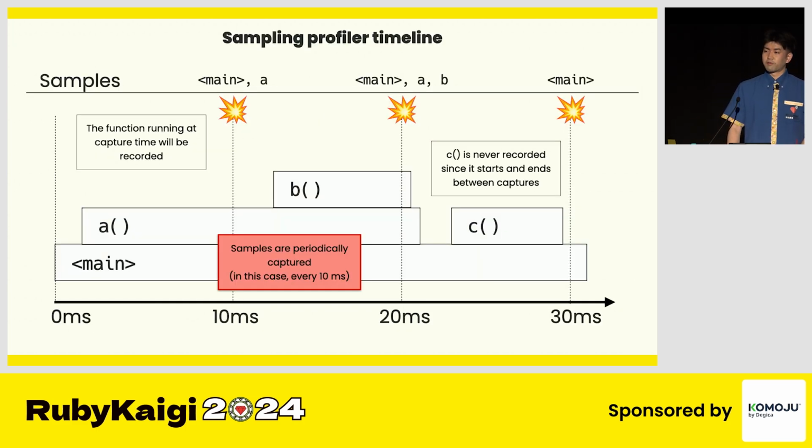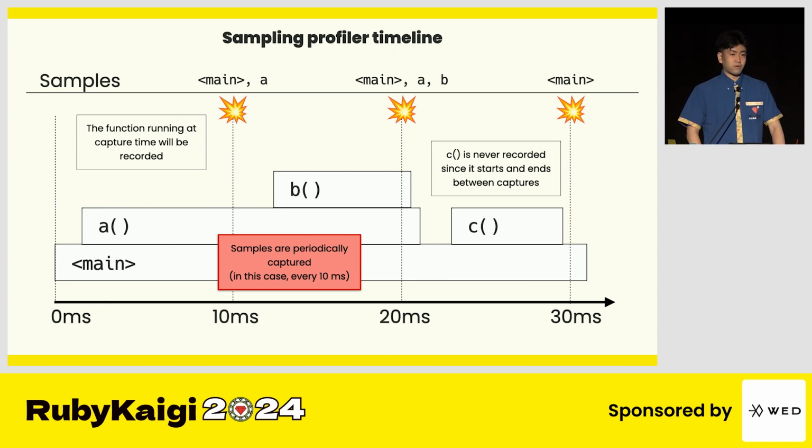An understanding of the sampling profiler's timeline would help us. This diagram explains the life of a program, starting from main, and then the function A gets called, then B gets called, and so on. In this case, the profiler is configured to capture samples every 10 milliseconds. So the bangs indicate a sample. The first sample capture comes when the program is running A. So the sample records that the functions main and A were running, and so on. So let's see how to actually collect samples.